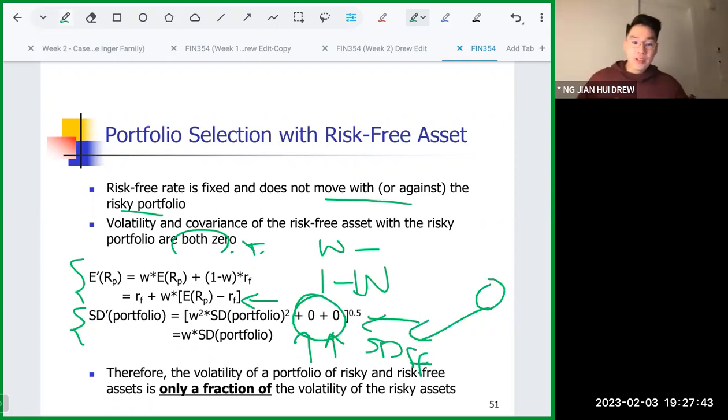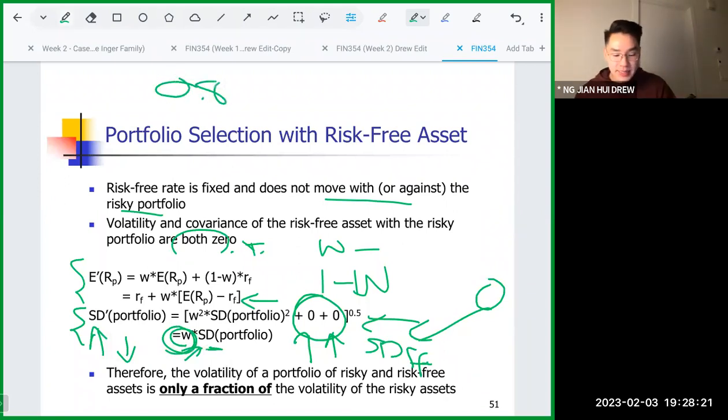What's interesting now is this very important concept that you have to try to understand. Can you see that when you add the risk-free asset into your portfolio, the standard deviation decreased? Why? Because compared to the standard deviation of the original portfolio without the risk-free asset, the standard deviation of the portfolio with a risk-free asset is just multiplied by a W. W, remember, is 0.8 or 80%, or it can be 0.5, which is 50%. So 50% risk-free, 50% risky. When you add a risk-free asset inside your portfolio, the overall risk of the portfolio decreases by the weight that you have for the risky asset.